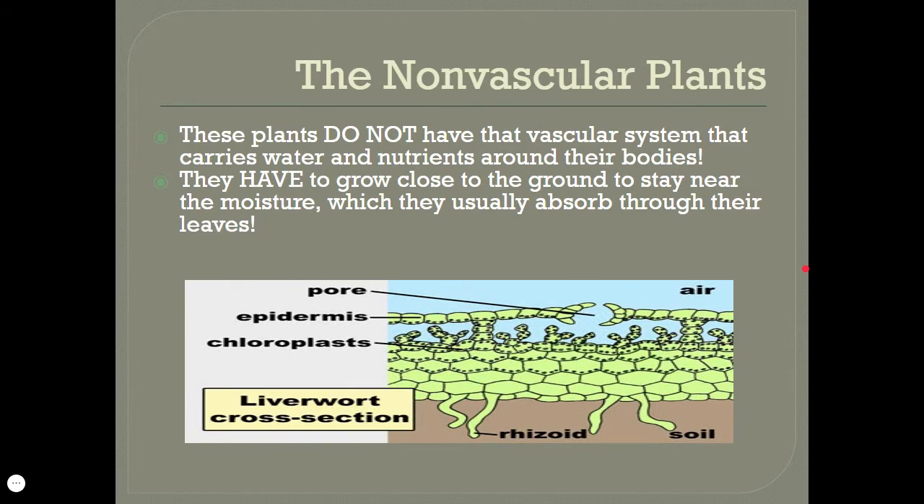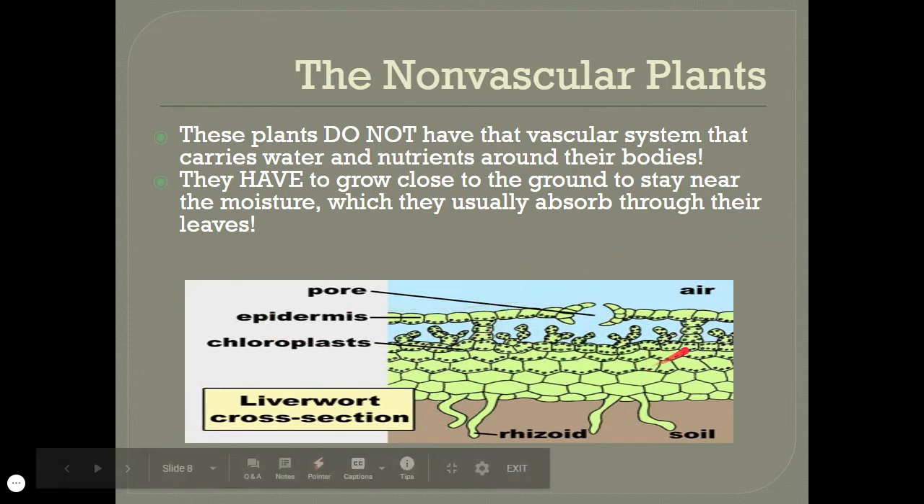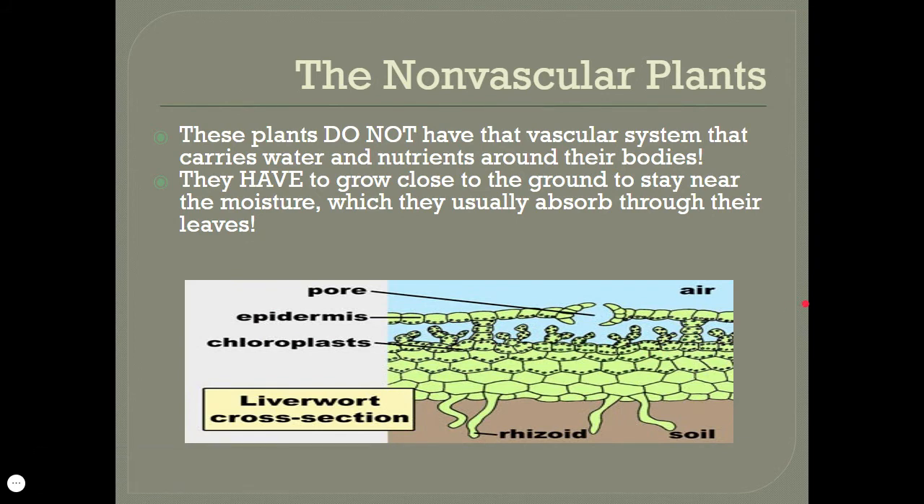They have to grow close to the ground to stay near the moisture, which they usually absorb through their leaves, through these pores. So they absorb water and moisture like a sponge from their environment. They do not have roots. Non-vascular plants do not have roots. If you've ever seen moss growing on a tree or a rock out in the woods, and if you've ever peeled it off, you'll have seen that that moss didn't have any roots connecting it to anything.